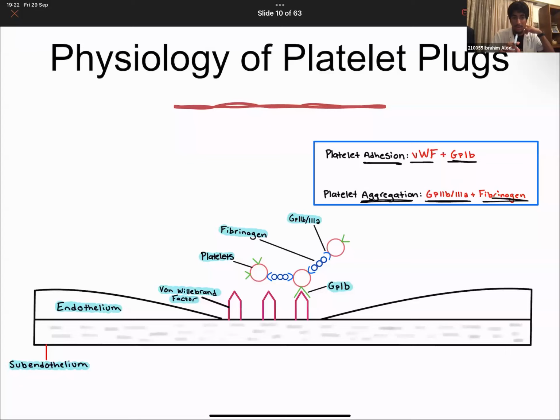Just one little correction I want to make. I think I said von Willebrand factor gets exposed from the subendothelium. Forget I said that. The actual thing that's happening is that von Willebrand factor is getting released by the endothelial cells. All right. Just want to make that clear.